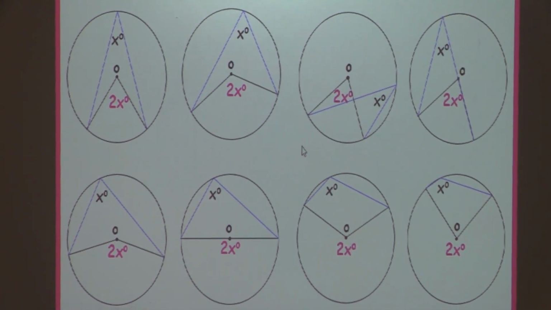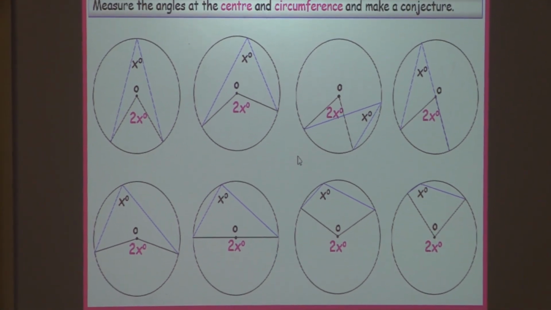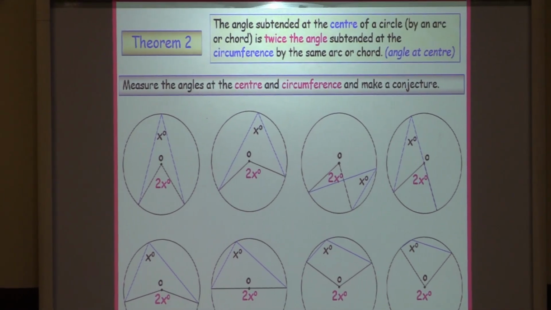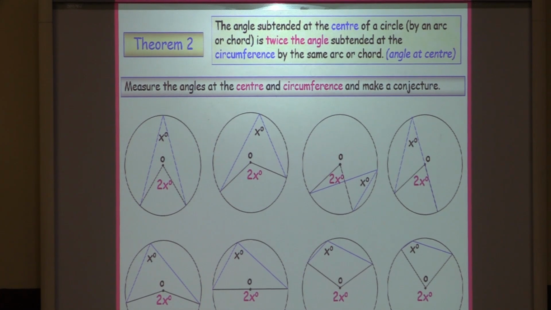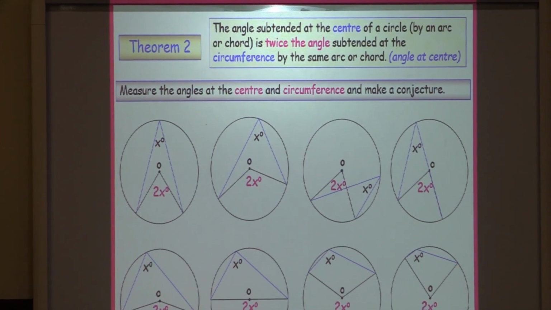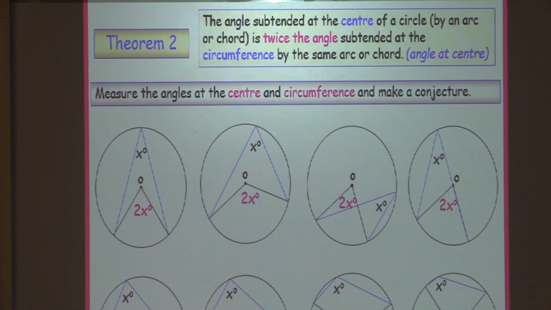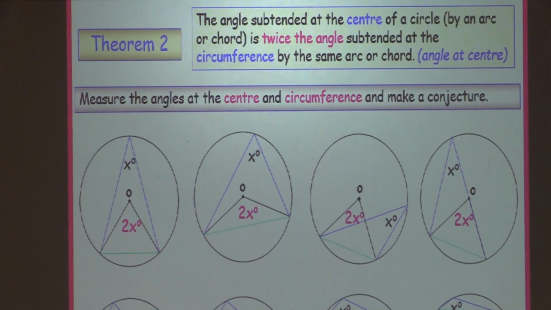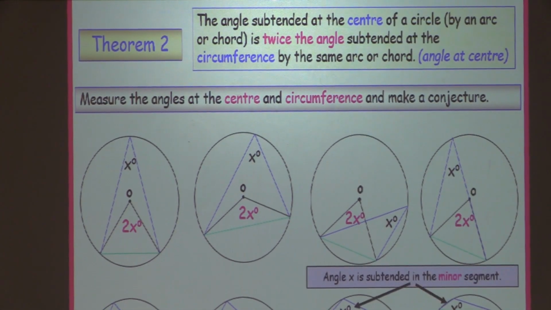The angle subtended at the center of a circle by an arc or a chord is twice the angle subtended at the circumference by the same arc or chord. We say angle at the center or center theorem when you abbreviate it. I want us to take a few problems on this.